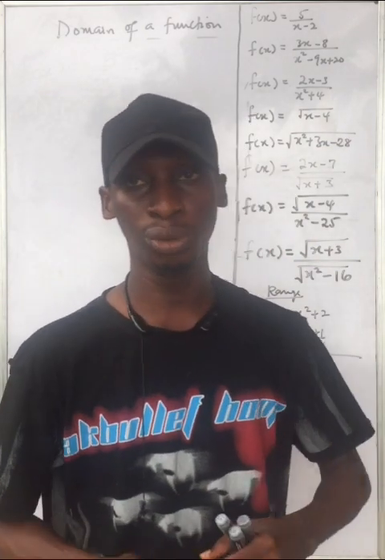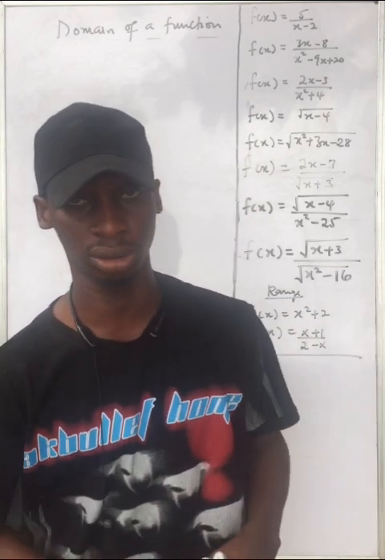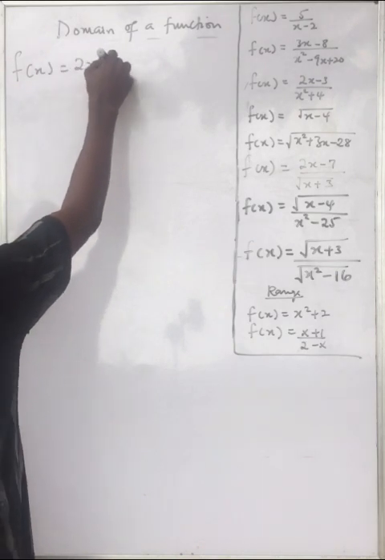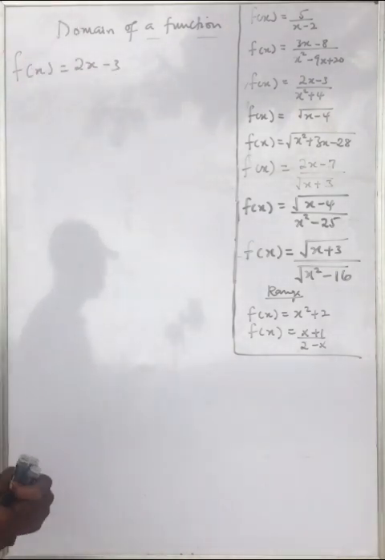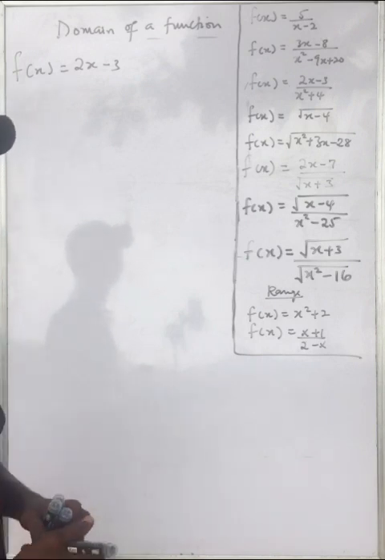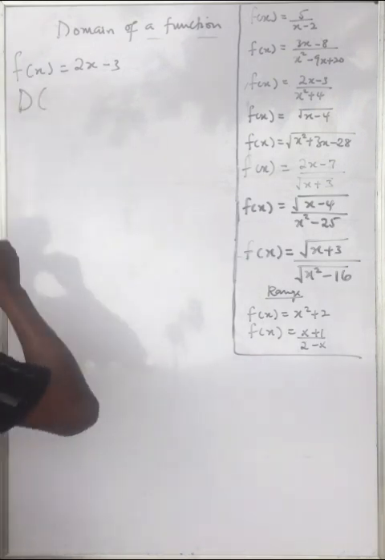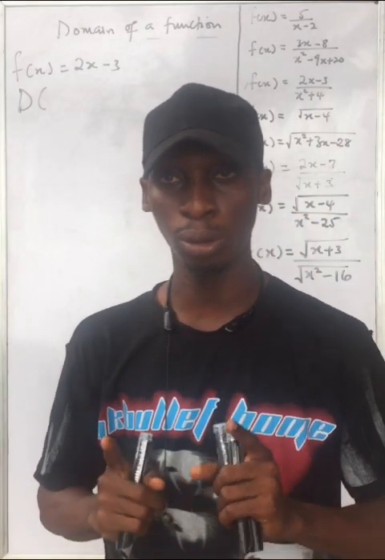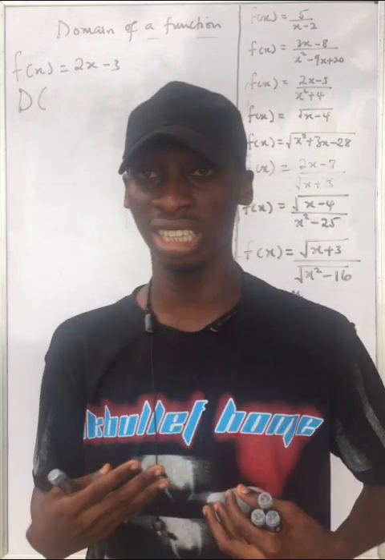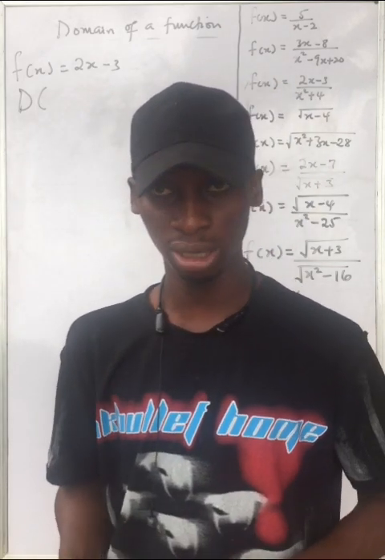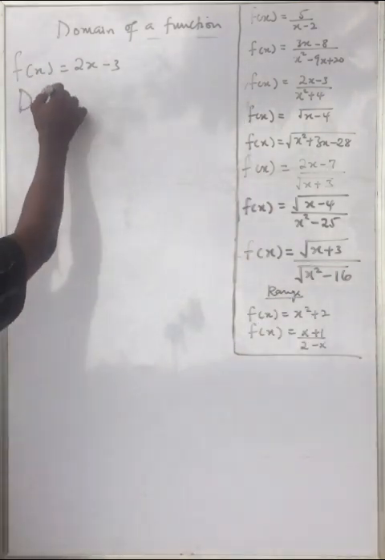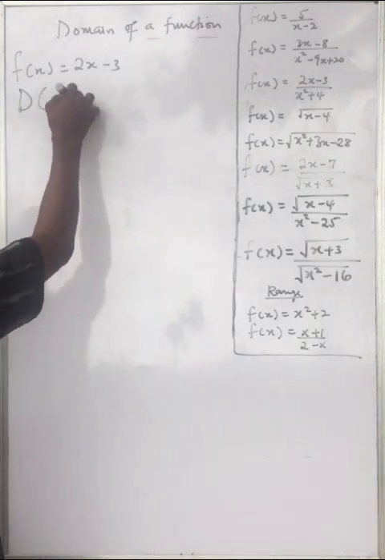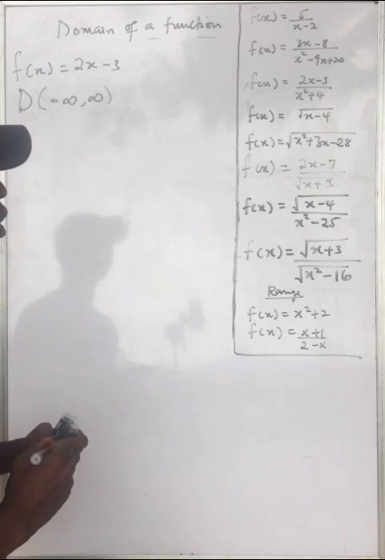Now let me tell you, if we are going to be finding the domain of linear functions, for example, if I am asked to find the domain of a function such as 2x minus 3, the domain of this function is a very simple one. The domain of the function in question are all values of x that will not make this function undefined or complex. And as you can see here, the function can never be undefined, neither can it be complex. So that means the domain of this function is the set of all real numbers, from negative infinity to positive infinity. That's for a linear function.